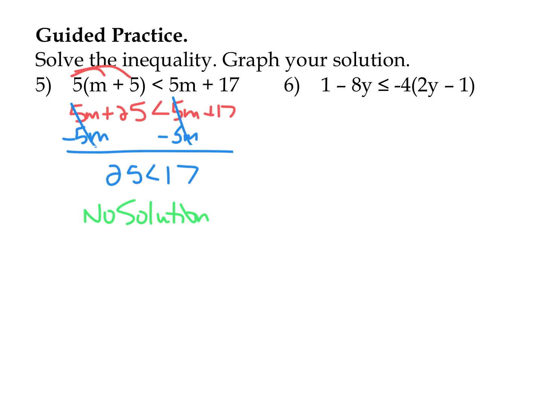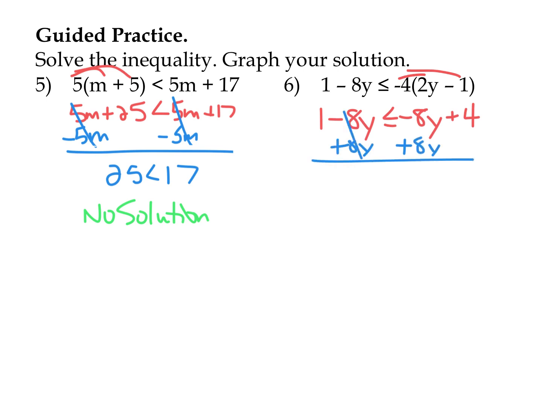Let's see the next example here when I'm going to distribute the -4 into parentheses. I'm going to get 1 minus 8y is less than or equal to -8y plus 4. And so now when I add 8y to both sides, because I'm trying to get the y onto just one side, I'm trying to cancel out, it actually cancels on both sides. And I get the statement 1 is less than or equal to 4. That's always true. That's all real numbers.